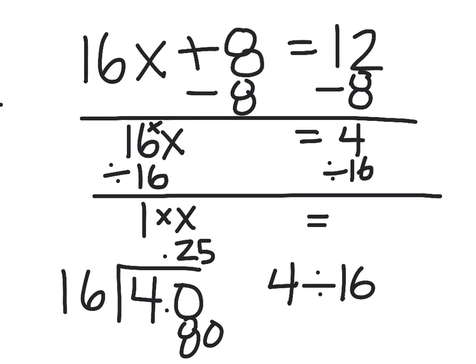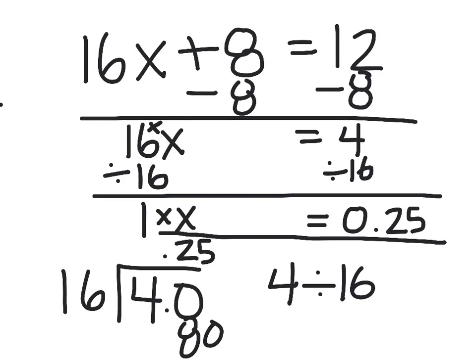You should get 1 times x equals 0.25. Or in other words, x equals 0.25.